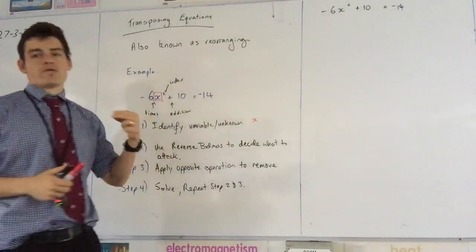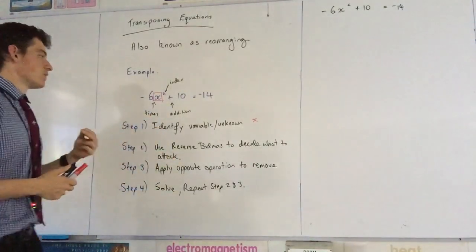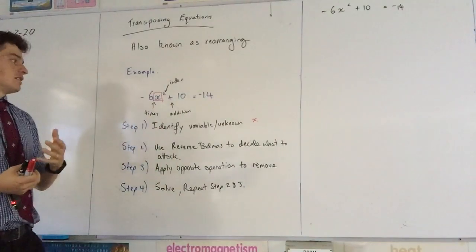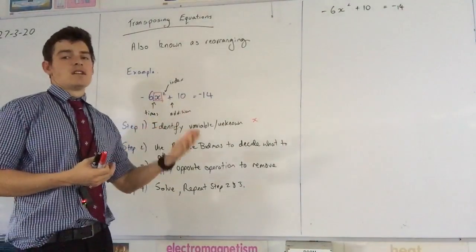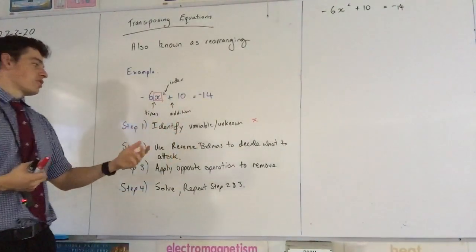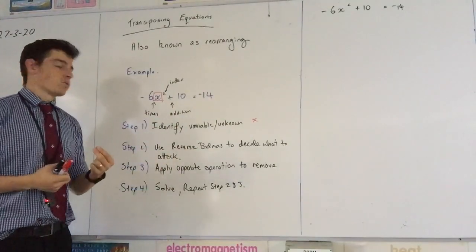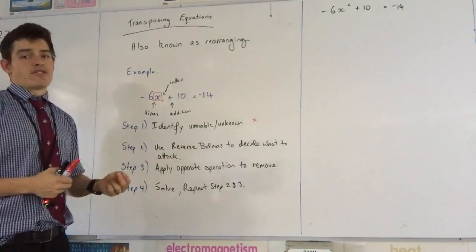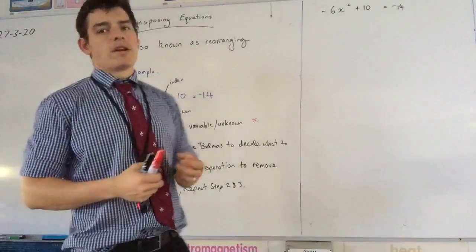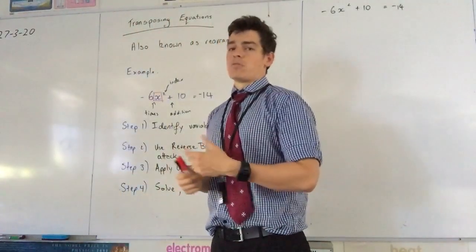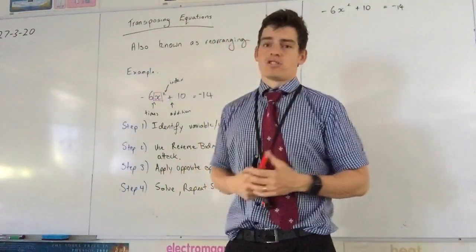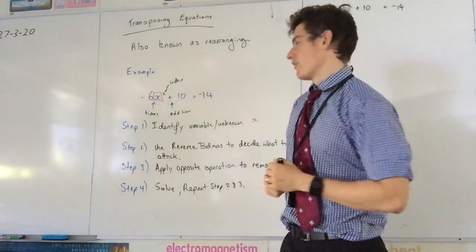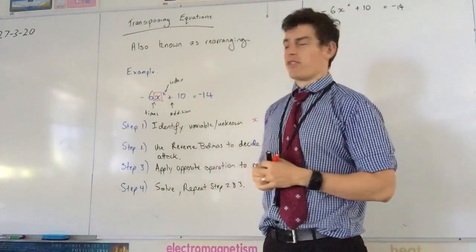Now I need to use reverse BOMDAS to identify what I want to attack first. So BOMDAS is how we solve: brackets, indices, division, multiplication, addition and subtraction. I want to use that in reverse when I'm trying to decide what to attack first. This isn't a rule, but it does make things a lot easier when we're going about this rearranging process. I'd recommend doing it. You don't have to, but that's something I like to follow pretty strictly.